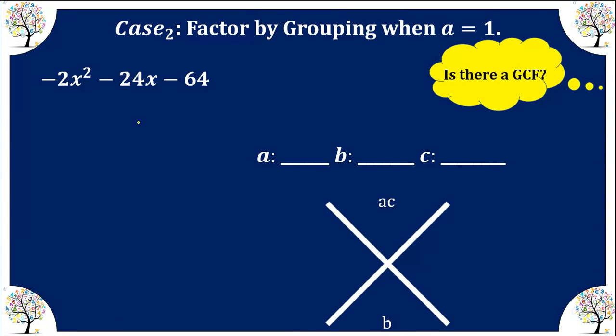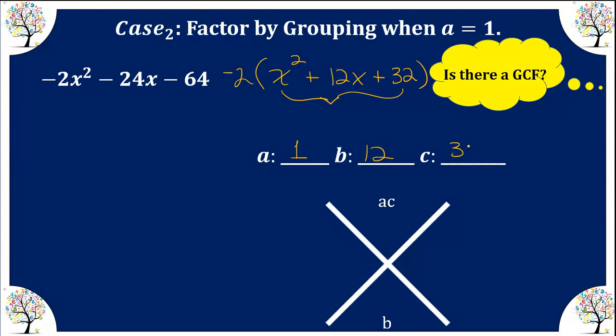Let's do one more. Here we have a leading coefficient that is negative, so we know that we have a GCF of at least a negative, but we also have a negative 2 that can divide into each of our terms. So negative 2 is the GCF. Then we're left with x squared plus 12x plus 32. I divided each of these terms by -2. Now, our new a value for this trinomial is 1, b is 12, and c is 32.